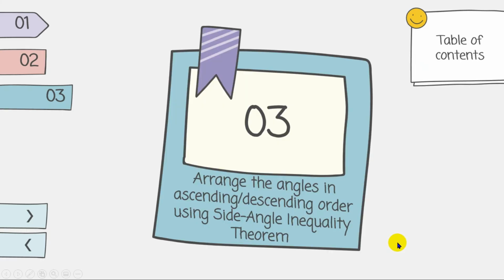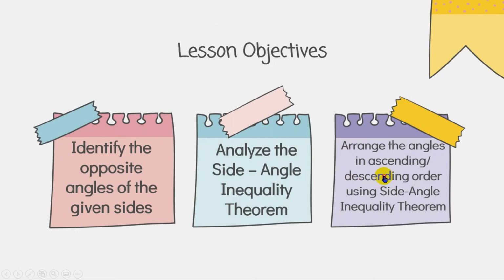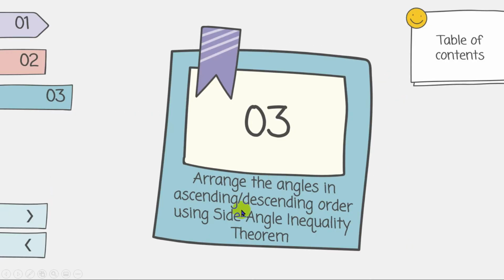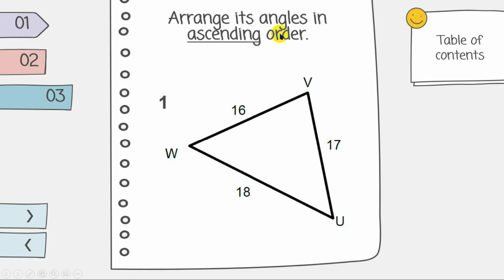Okay? So, let us have this third objective. So, yan po ay ang ating third objective. Ayan. Arrange the angles in ascending or descending order using side angle inequality theorem. So, this will be your task for this lesson. You have to read the directions and then look at the figure itself.